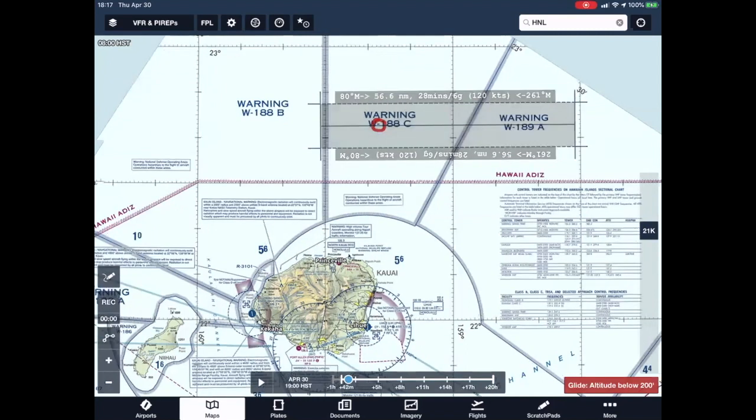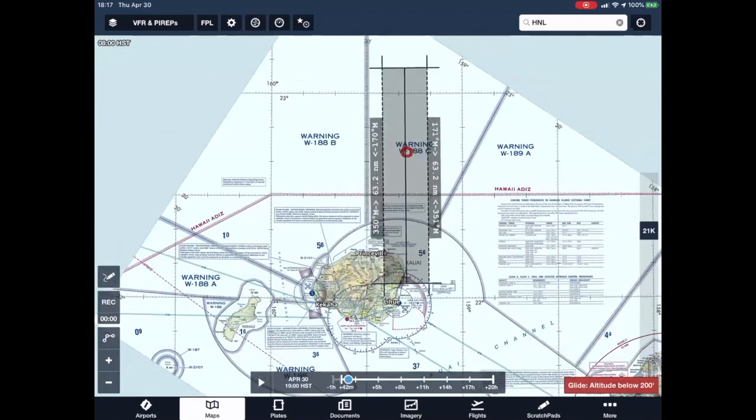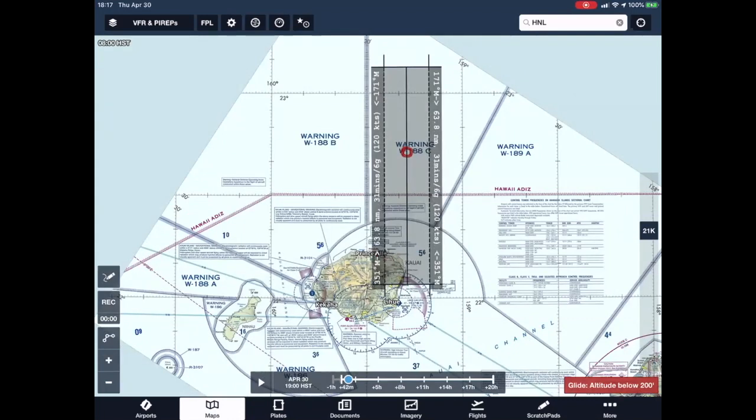Now we're going to take our cursor and run it the other way to determine what our longitude is. I put that right over the point, and then I can look up here at the top. This is 159, this is 160. That would be 159.10, 159.20, 159.30. So that would be 159.17. So that's west 159.17.